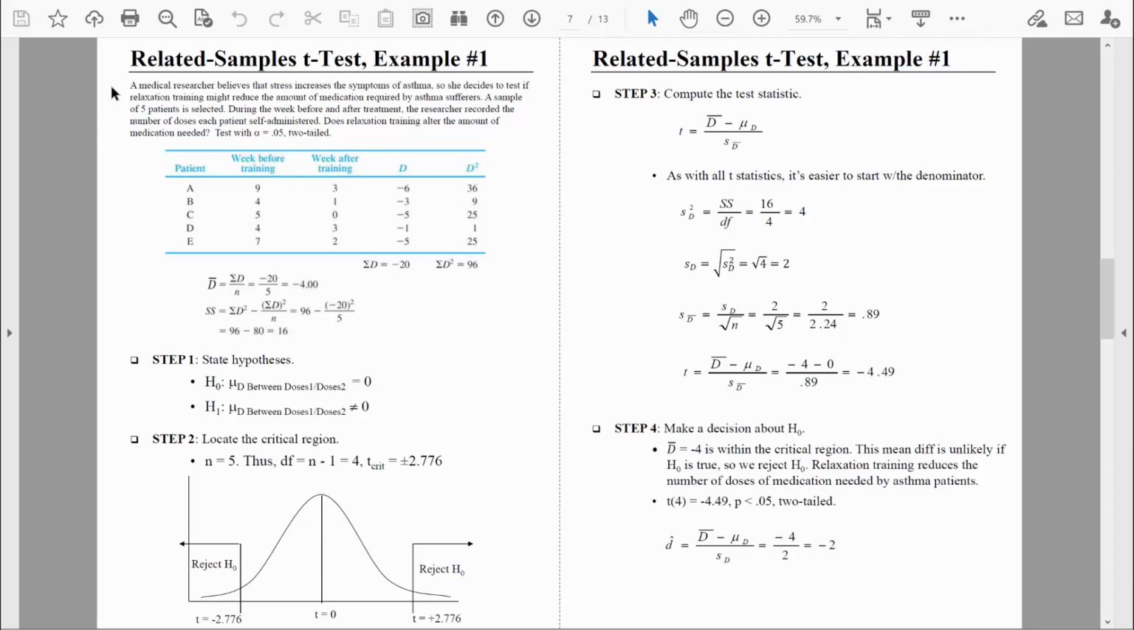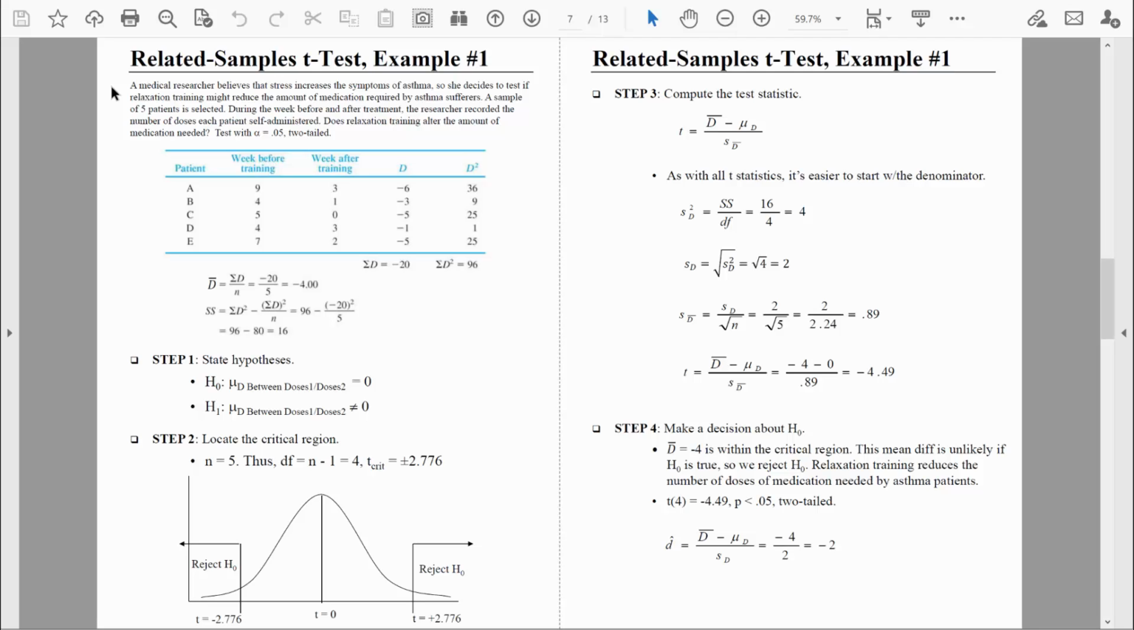A medical researcher believes that stress increases the symptoms of asthma, so she decides to test if relaxation training might reduce the amount of medication required by asthma sufferers. When we're talking about medication in this example, think about those self-administered inhalers. A sample of 5 patients is selected. Of course, in the real world, we would typically measure many more patients, but when we're doing this by hand, we have to keep the sample size reasonable.